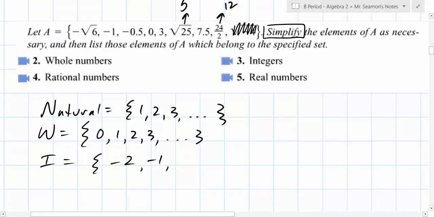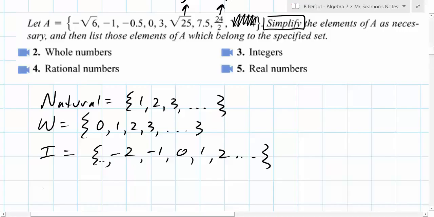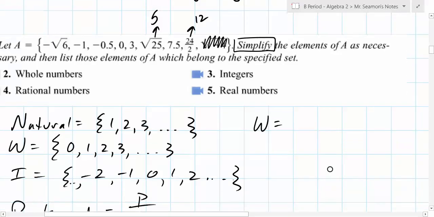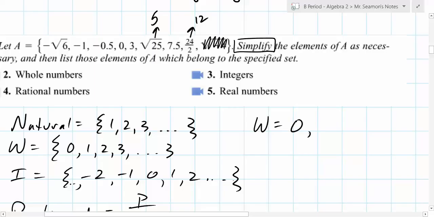Well, 0, 1, 2, like that, right? And then rational numbers, anything that can be a what? Fraction. And an irrational number, something that can't. So what are the whole numbers here? Which ones are the whole numbers? 0 is a whole number, right? 0 is in that list. 3. So 5, you're supposed to simplify first. 12. Are there any others? No. And then it asks for integers.